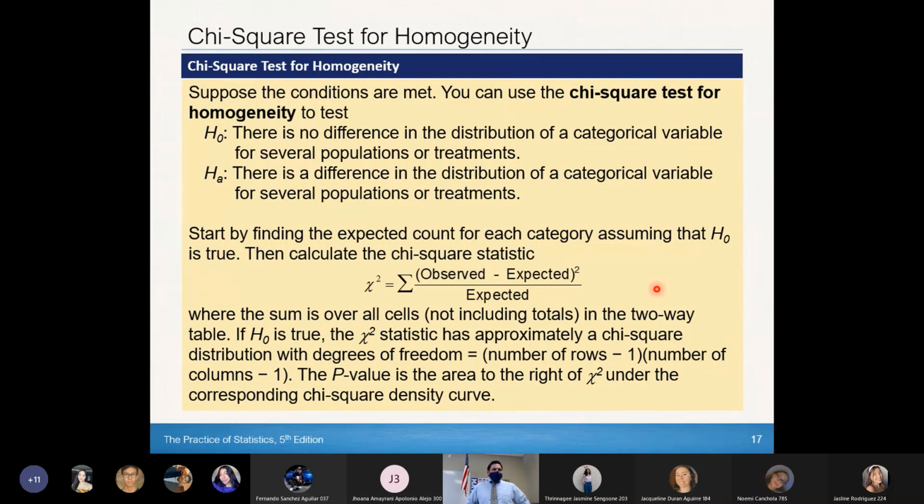So that's the chi-square test for homogeneity in a nutshell. That's what we have to do. If you need a moment to write anything down from this screen, please raise your hand.